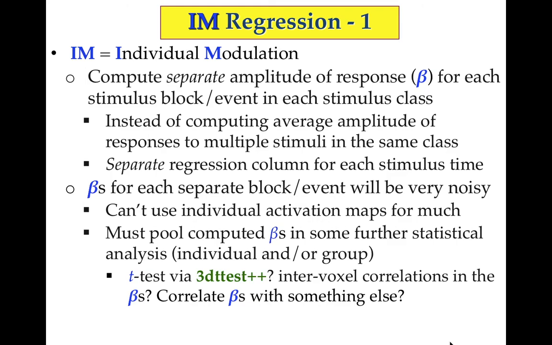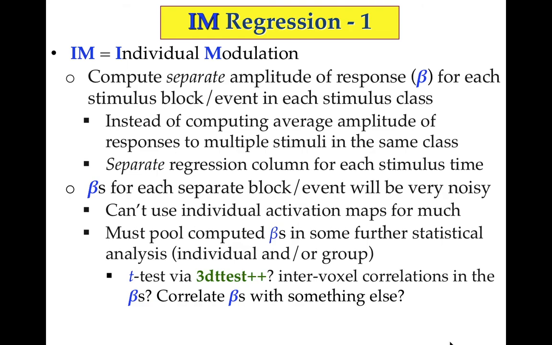Now, the betas for each of these separate blocks or events will be a very noisy thing. You can't use these individual activation maps for much because, imagine you have a 10-second stimulus and a TR of 2 seconds. Then basically 5 or 6 time points go into calculating the beta. And considering the amount of noise in the fMRI data, the individual betas are going to be shot full of noise. So you have to pool these in some further statistical analysis.